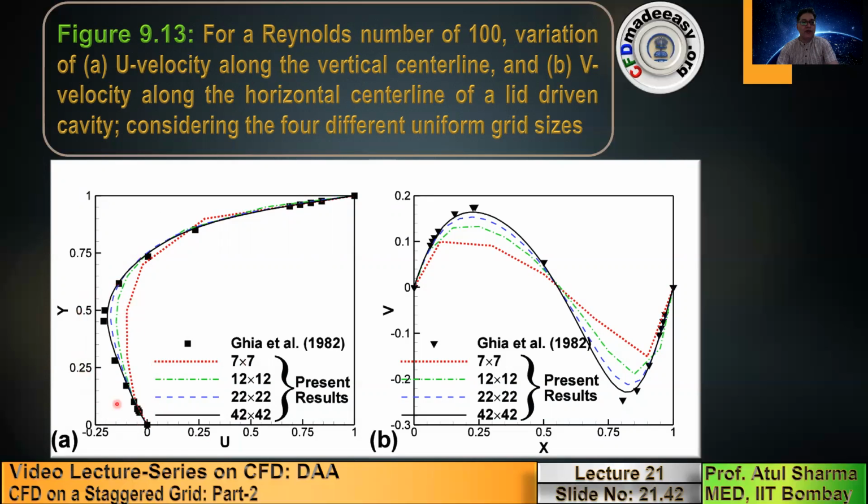When you have a clockwise rotation, on the upper half you have a positive u, but in the bottom half you have a negative u. Whereas when you look at the variation of vertical velocity v on the horizontal center line, near the left wall, with a clockwise rotation, the v velocity is positive. So these are the positive v values. And near the right wall, you have a negative v velocity for clockwise rotation. Here again, you can see that when the grid size is increased from 7 by 7 to 42 by 42, the results obtained from the computer program asymptote to the correct solution. So this completes the testing of the code.